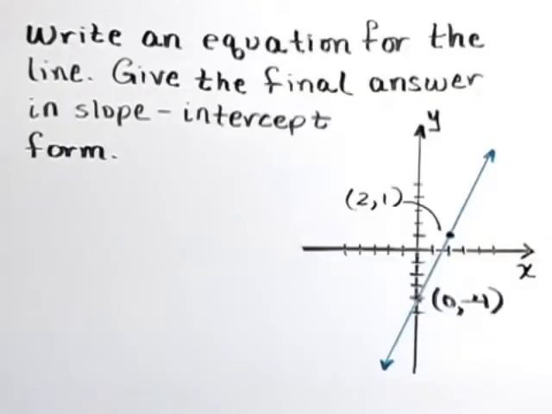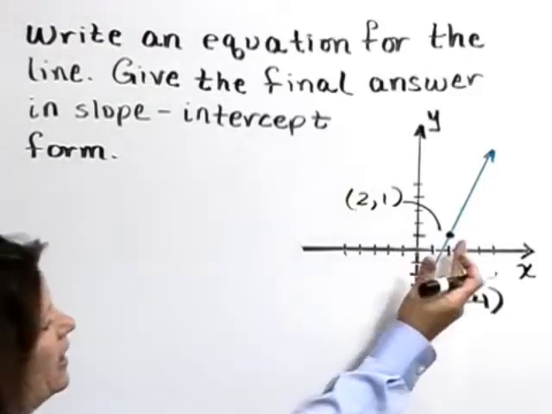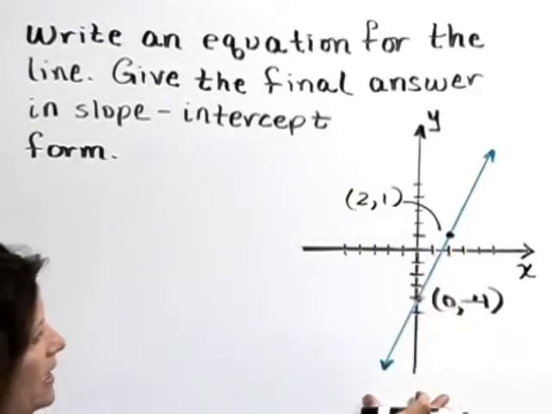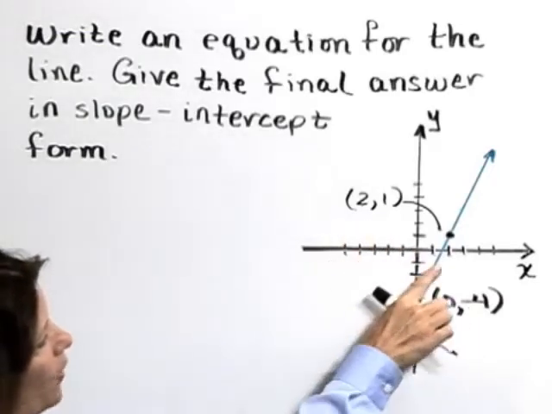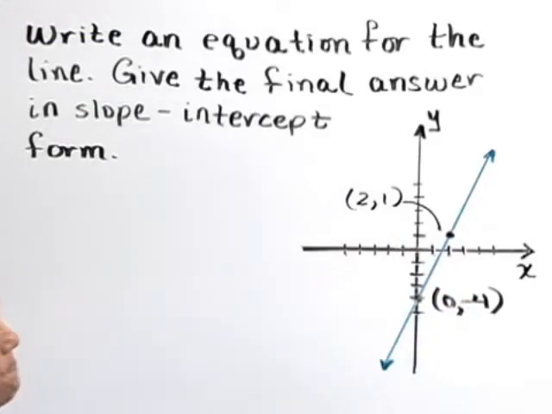Write an equation for the line given. Write the final answer in slope-intercept form. Here we have a line pictured, and it goes through the points (0, -4), as well as the point x equals 2, y equals 1.